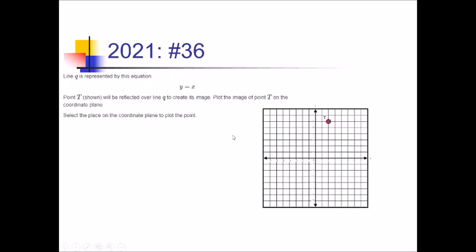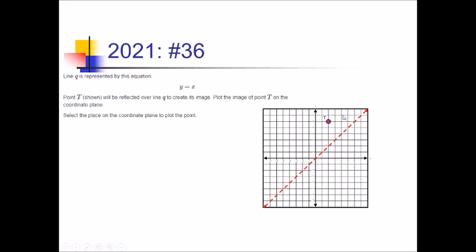For this problem, we're representing line Q with y equals x, and then point T is going to be reflected over this line. All we have to do is plot the image of point T, which we'll call T prime, on this plane. That's it. So I'm going to draw the line y equals x first. That's a line with a y-intercept of 0 and a slope of 1. So it's starting here, up 1, over 1, up 1, over 1. It's this line right here. I'll draw a dashed line.